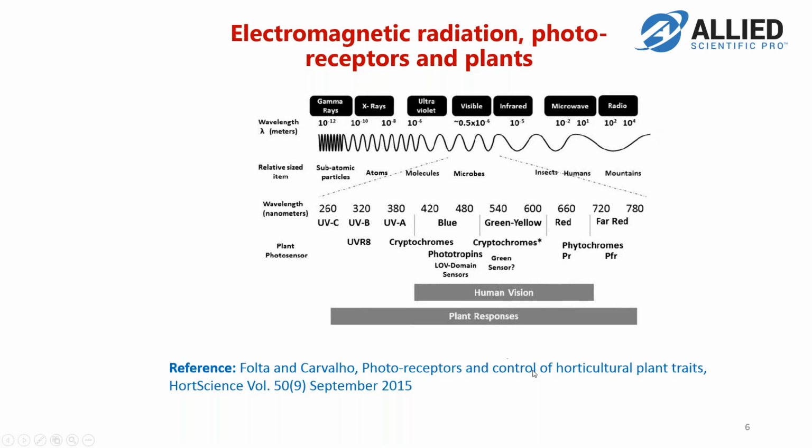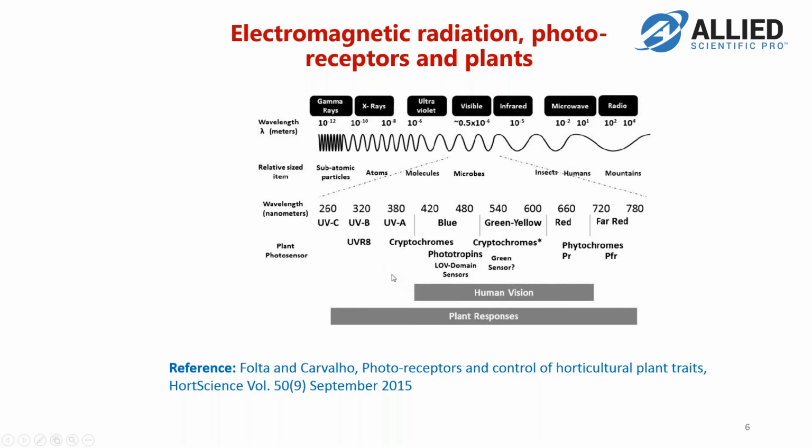Now, the visible range of the spectrum is from 400 to 700 nanometers, which defines human vision, and it's only a small section of this spectrum. Plants respond to a somewhat wider range, from UVB all the way to far red, about 320 to 780 nanometers. Several photoreceptors are responsible for the interaction of light and plant, and these are UVR8 for the UV region, which we are not discussing because we didn't use any UV sources.